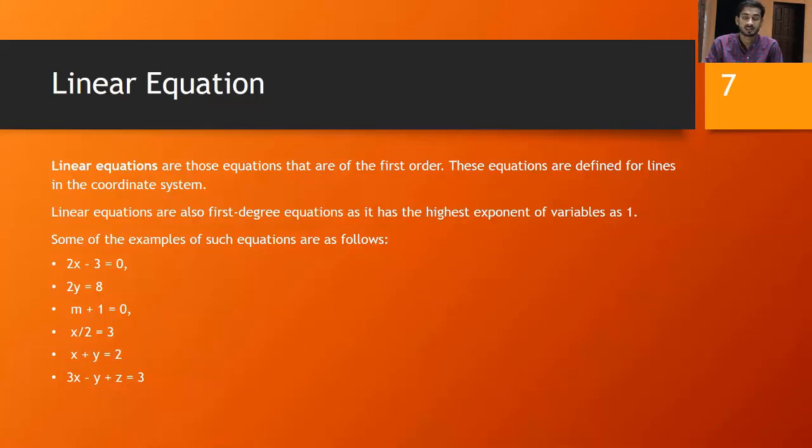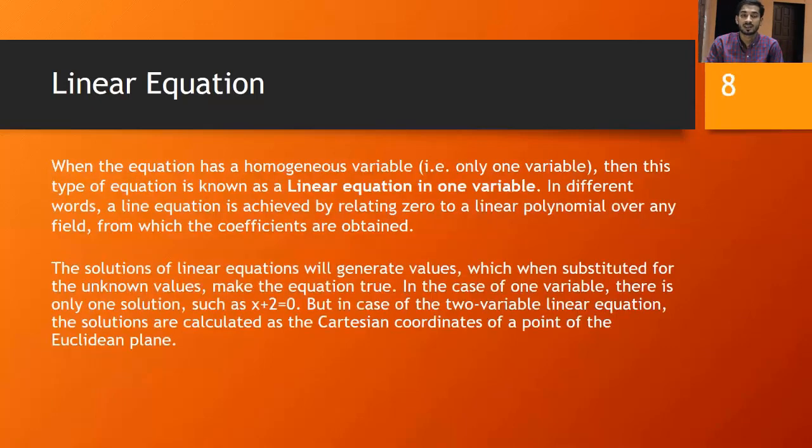In the first equation, as you can see, 2x minus 3 equal to 0, 2y equal to 8, m plus 1 equal to 0, x divided by 2 equal to 3, x plus y equal to 2, 3x minus y plus z equal to 3. When the equation has homogeneous variables, for example only one variable, then this type of equation is known as a linear equation in one variable.